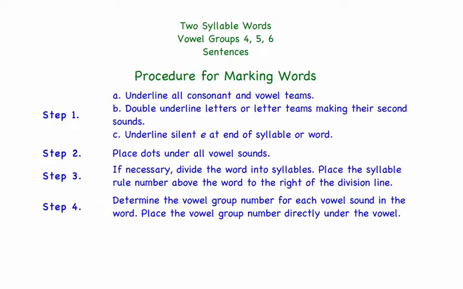This is the marking procedure we use to analyze the phonetic components within the word. Step 1, we underline all consonant and vowel teams. Double underline letters or letter teams making their second sounds. Underline the silent E at the end of a syllable or word. Next, we place dots under our vowel sounds to identify our vowel sounds. If we have 2 or more vowel sounds, then we have to divide the word into syllables, and we apply our syllable rule number to indicate why we are dividing where we do in the word. And then finally, we assign vowel group numbers to the vowels that represent sounds within the word.